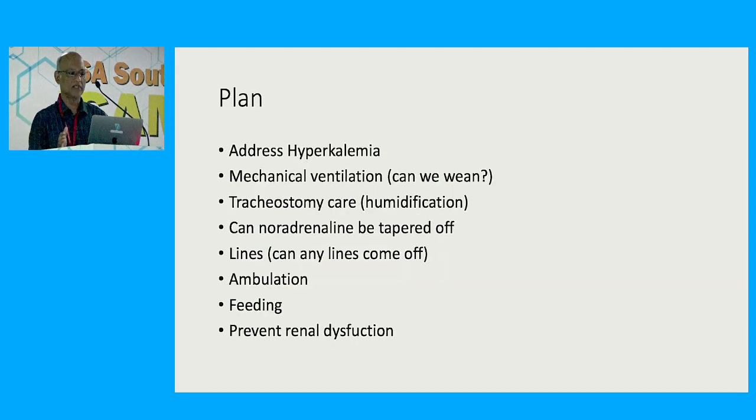Now, what are the problems here? We have hyperkalemia, which needs to be addressed. Does the patient need mechanical ventilation? No. The patient is awake, alert, and everything, breathing comfortably. For the tracheostomy, do we need to do anything specifically? Can NORAD be tapered off? Lines. Can any of the lines come off? Can we think of ambulating the patient today? Can we start feeding and prevent any renal dysfunction from happening from this?